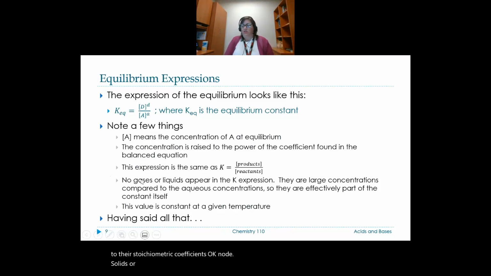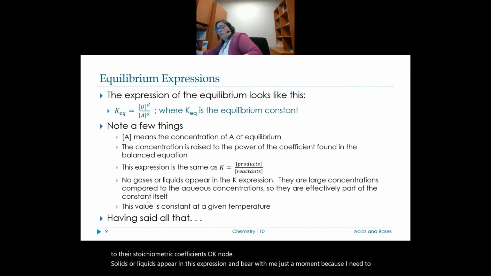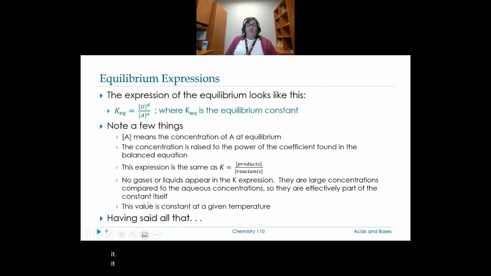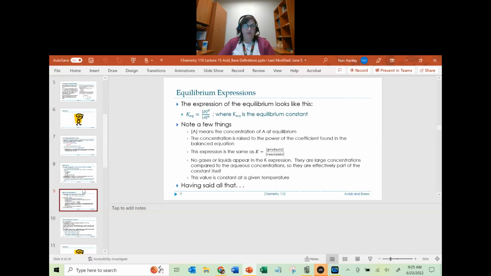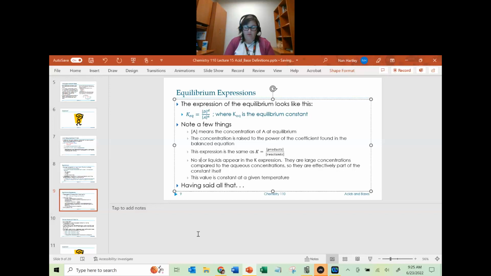And bear with me just a moment because I need to fix that. It should be no solids or liquids. The gases do appear, we just haven't included them at this point. So let me back out of this because I need to. I apologize.